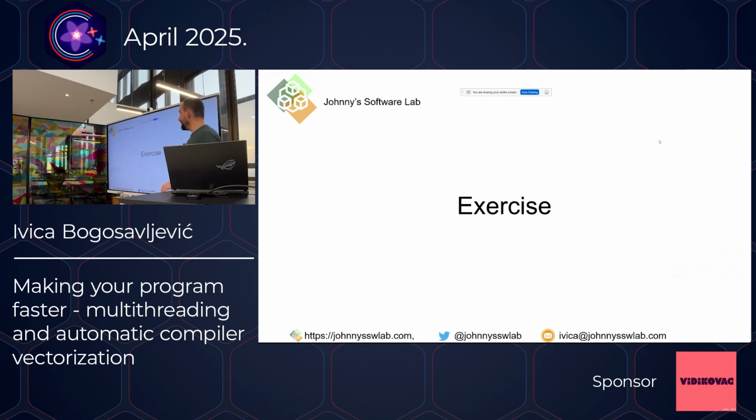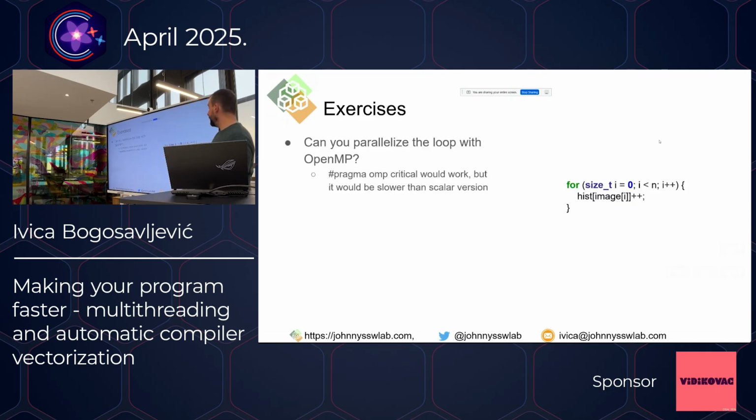Okay, so this is the end of the talk in the sense of OpenMP. Let's do an exercise. So you have this loop. Can you parallelize it? This is code that takes an image. The image is uint8, and it calculates histograms. So it counts how many pixels have value 0, how many pixels have value 1, up to 255. The question is, can you parallelize this loop?